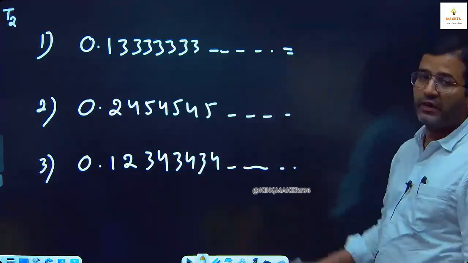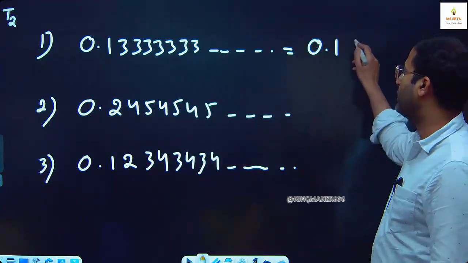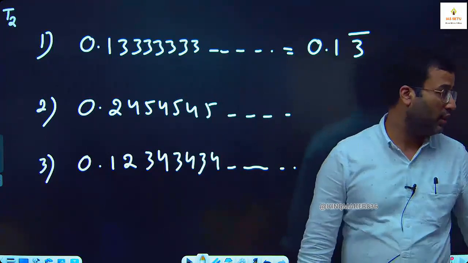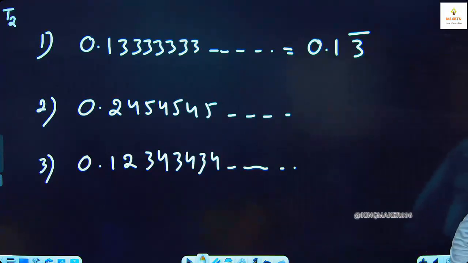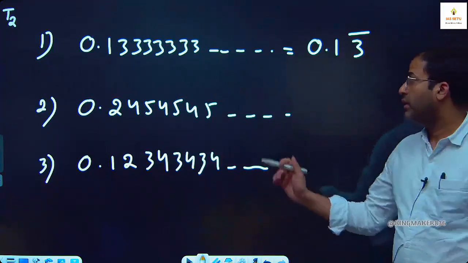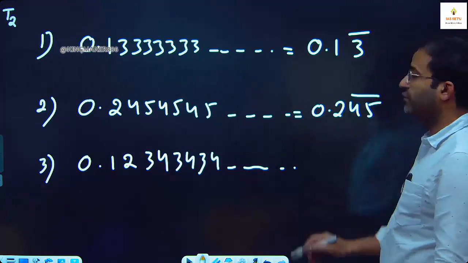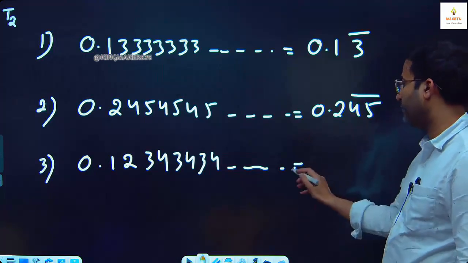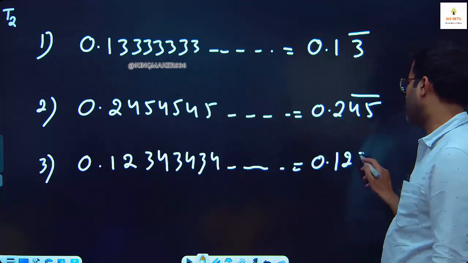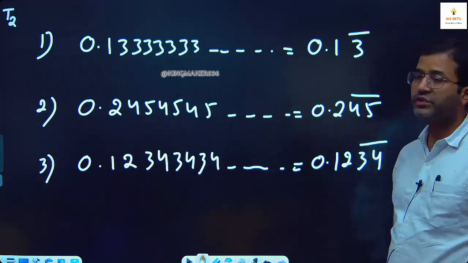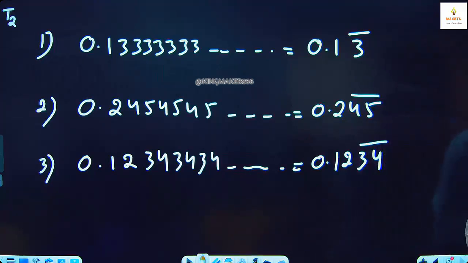Now here, first we express the question like 0.1 bar on 3, because this 3 reoccurs again and again. Second question is like 0.2 bar on 4,5. This 4,5 reoccurs again and again. This is 0.12 bar on 3,4. This 3,4 reoccurs again and again.